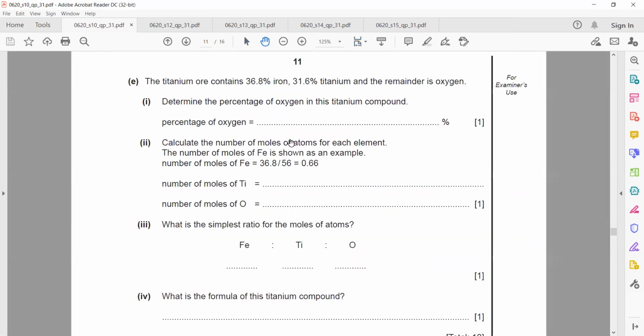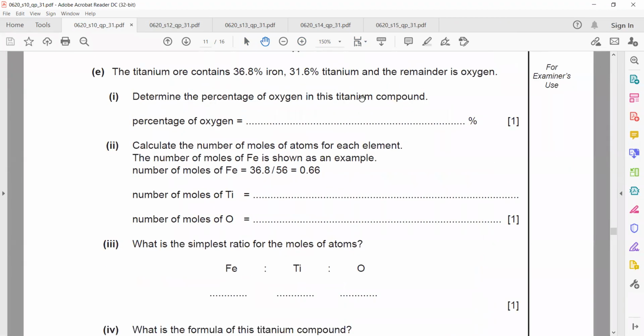Okay, in this question, actually it is about empirical formula. Titanium ore contains 36.8% iron, 31.6% titanium, and the remainder is oxygen. What is the percentage of oxygen? What will be the remaining oxygen percentage?